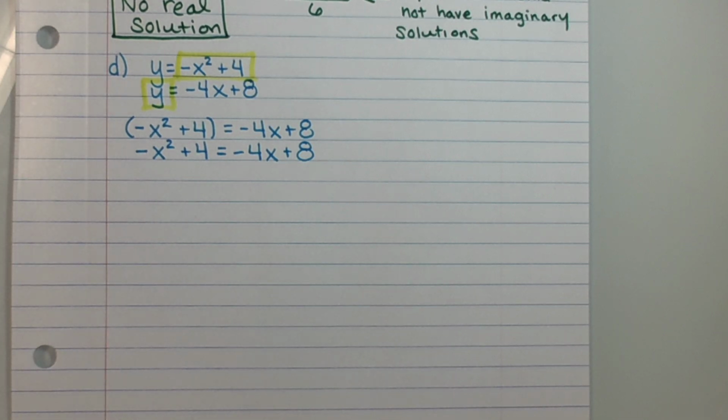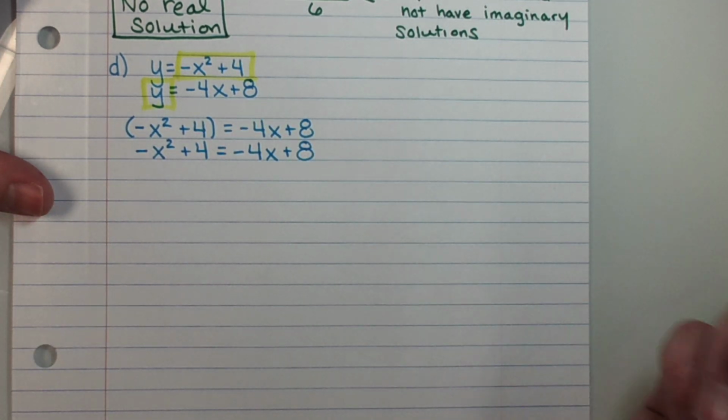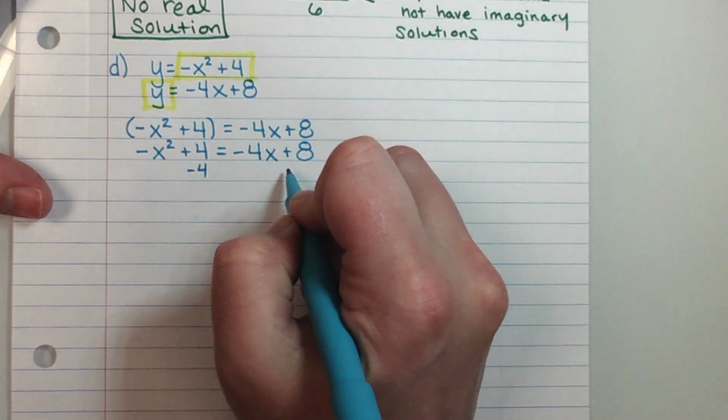First thing I notice is I have some like terms. Always get your like terms together first. I could subtract the 4, I could subtract the 8. It doesn't matter. I might have to move them to the other side, but sure, let's subtract 4.